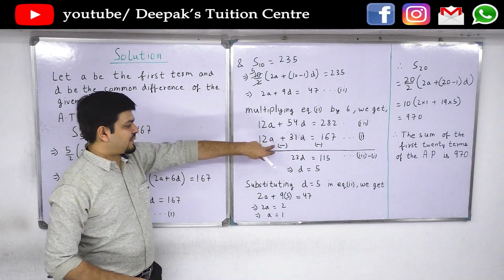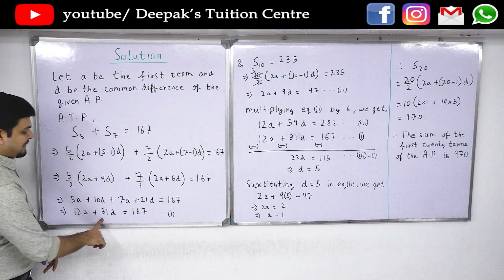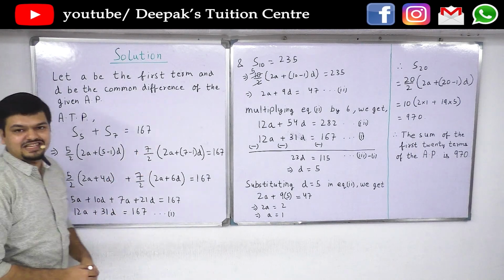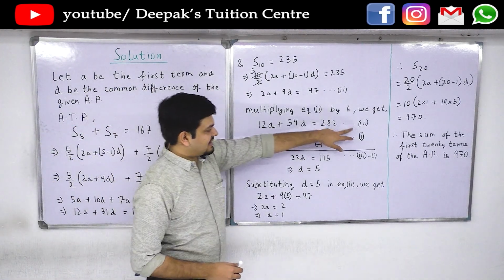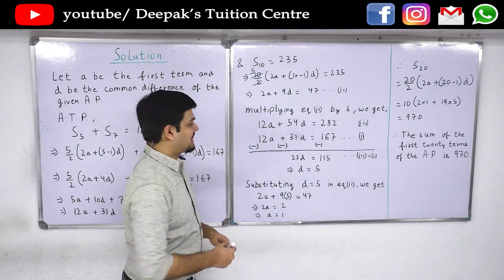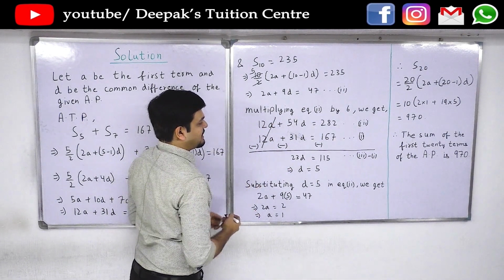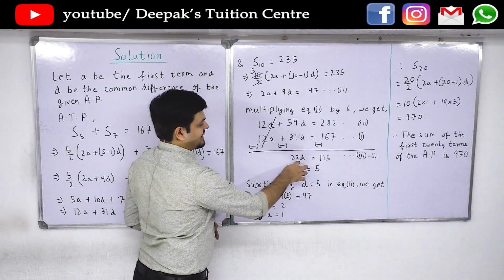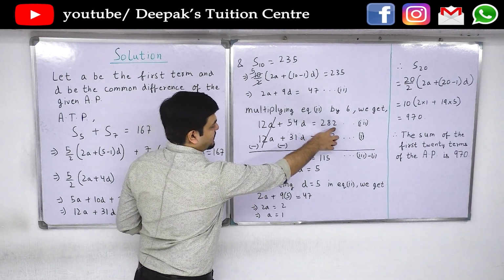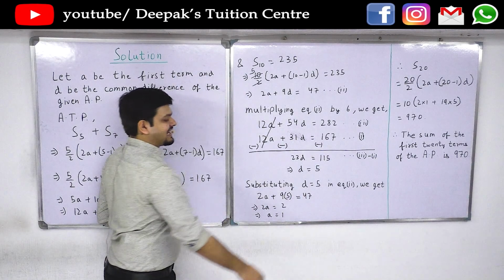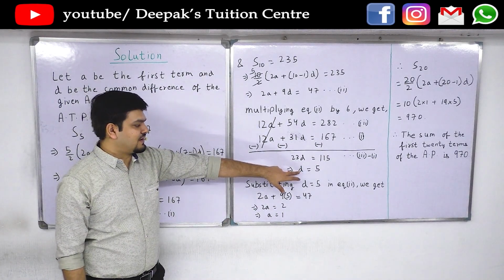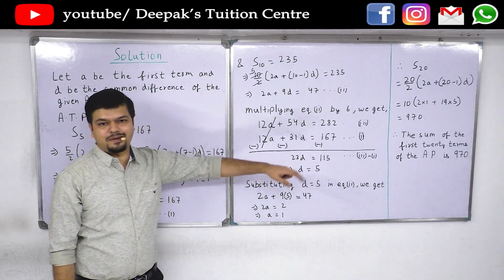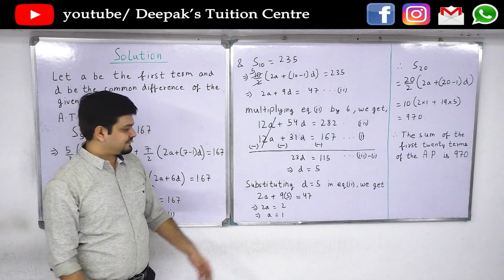Also, the first equation is 12a plus 31d equals 167. Now we subtract them. Third equation minus first equation. So 12a gets cancelled off. We have 54d minus 31d, that is 23d, and 282 minus 167, that is 115. So therefore the value of d is 115 divided by 23, that is 5.